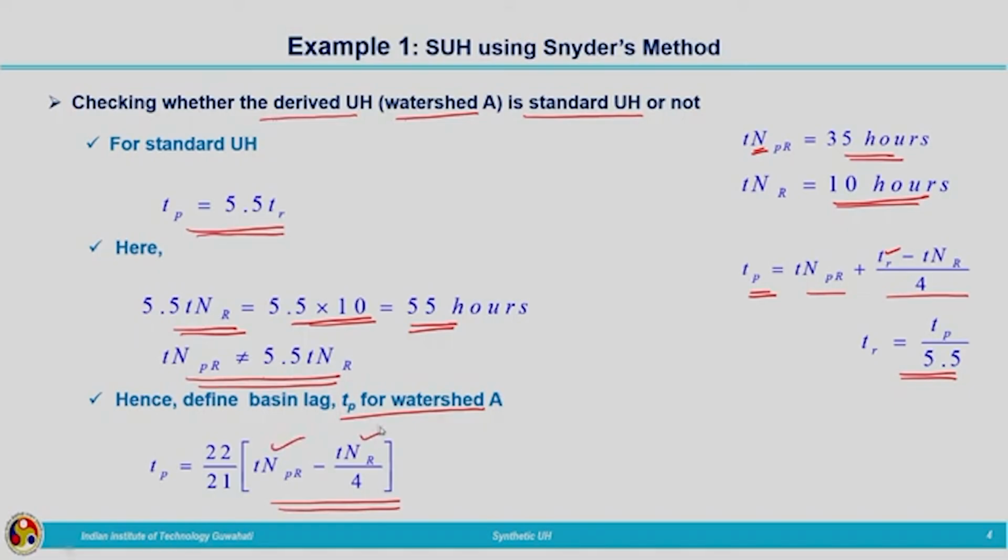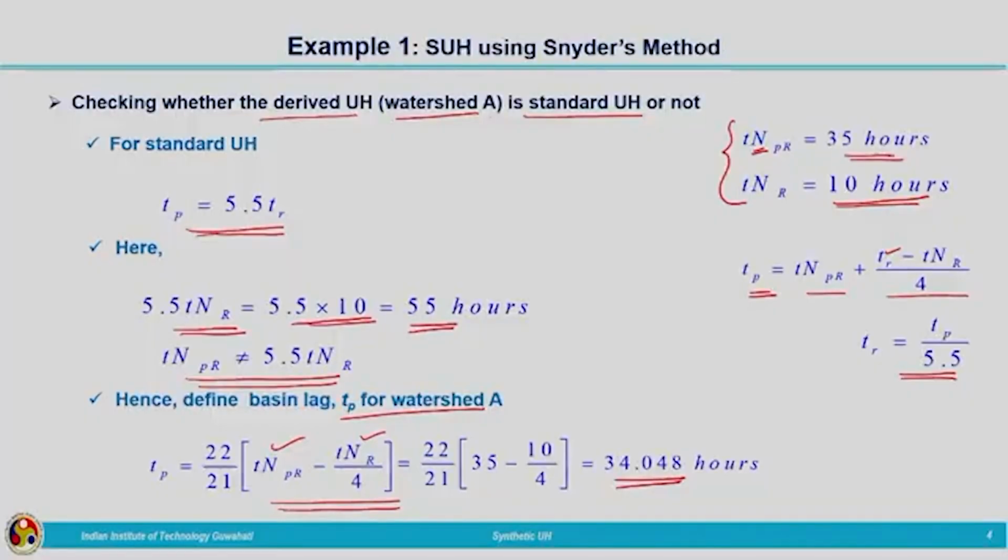TPR we know, TR also we know, it is already given to us related to the derived unit hydrograph. This can be calculated as 34.048 hours. We have found that the unit hydrograph of the gauged catchment is not a standard UH. So, the basin lag is redefined by the formula given by Snyder and the value is calculated to be 34.048 hours. Now, we will be making use of this basin lag for the consequent steps.